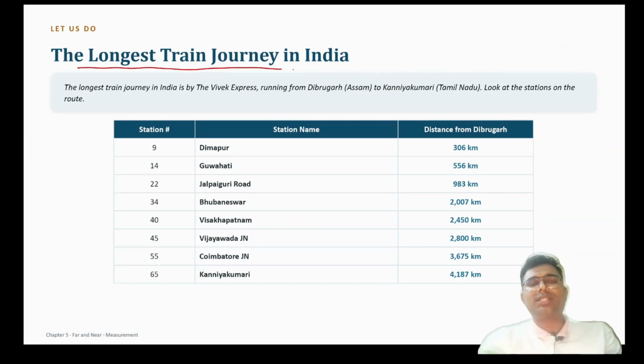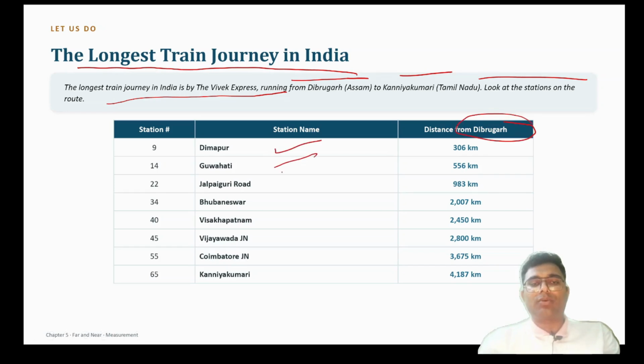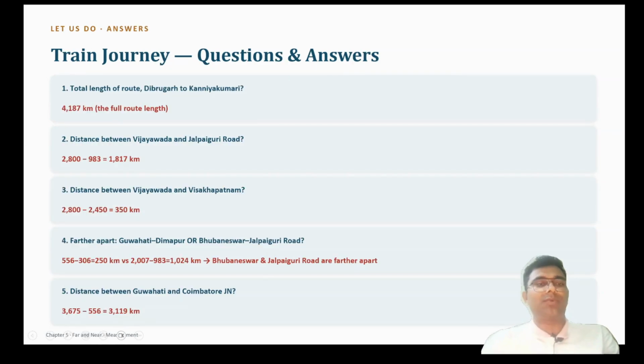The longest train journey in India. The longest train journey in India is by the Vivek Express running from Dibrugarh, Assam to Kanyakumari, Tamil Nadu. Look at the stations. You can see the train is starting from Dibrugarh, then reaching Dimapur, then Guwahati, then Jalpaiguri, Bhubaneswar, Visakhapatnam, Vijayawada, Coimbatore, and finally Kanyakumari. And the distance from Dibrugarh is given.